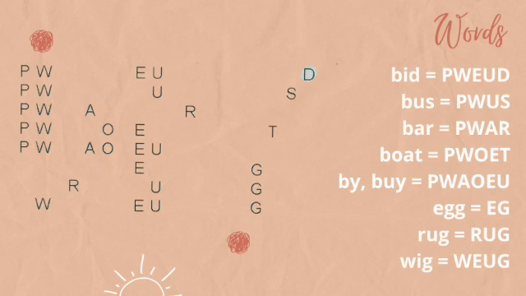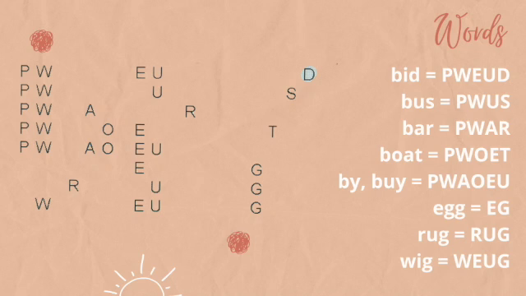Okay, we have here example words applying lesson 24. So we have bid, bus, bar, boat, buy. For buy, we have two words for this, by and buy, because again, in the reference book that I use, there are tendencies that two or more words will have the same stroke.